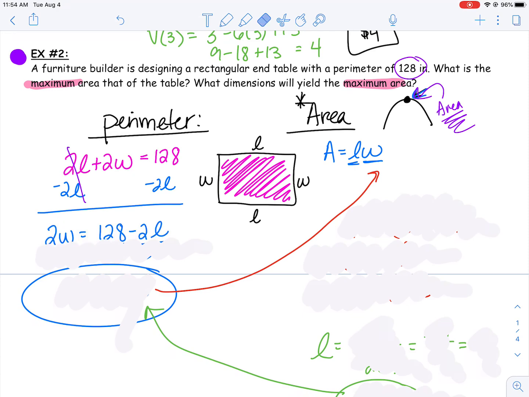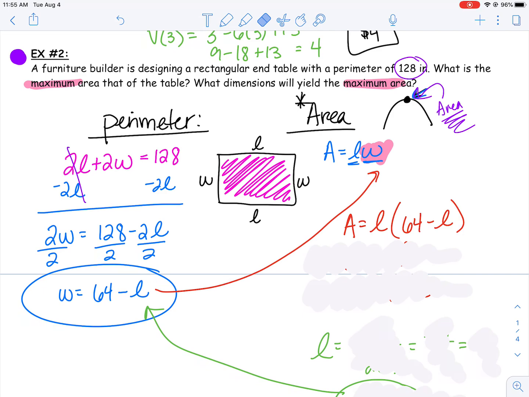After I subtracted the 2L from both sides, I ended up with the equation 2W equals 128 minus 2L. I'm going to get the W all by itself by getting rid of that 2 and dividing every single term by 2. So I ended up with an equation that says W equals 64 minus L. Now, since W equals 64 minus L, I can use our idea of substitution and plug in a 64 minus L wherever I see a W in my area equation. So I'm going to take out a W and leave everything else and plug in a 64 minus L instead.